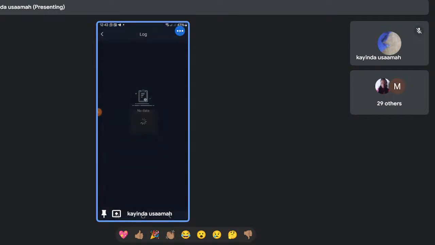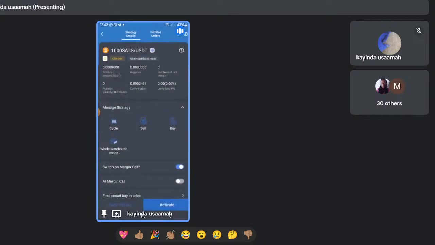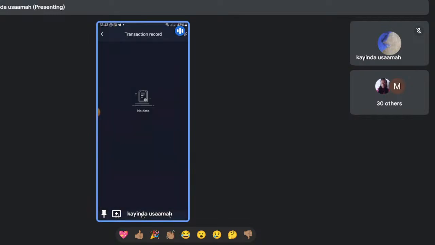The first one is the login details. When you have been trading this coin, it is going to show you how your robot has been buying it. Then the next one is the transaction record: how the robot has been buying this coin and selling different margin calls. Again, I will explain the details later. Okay?